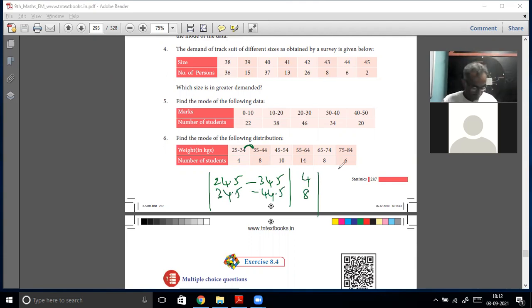Okay. In exclusive form, take the highest frequency, then you have to find the lower limit 54.5 and L plus all of that. Okay. Let us go to exercise 8.4 now. This is homework. So exercise 8.3 is homework.